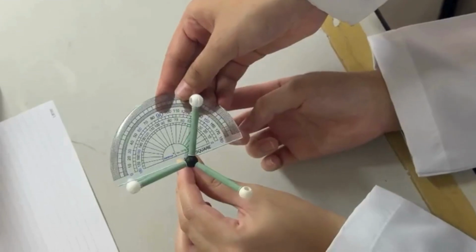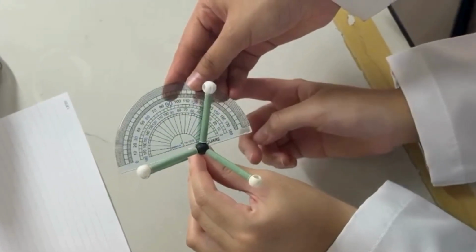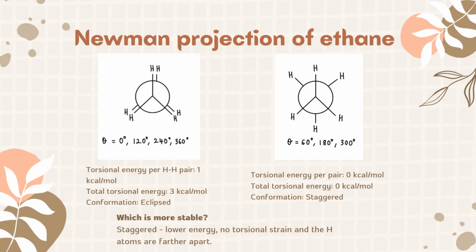The rotation is continued until 120, 180, 240, 300, and 360 degrees. At 0, 120, 240, and 360 degrees, the conformation is eclipsed. The torsional energy per hydrogen-to-hydrogen pair is 1 kilocalorie per mole, and the total torsional energy is 3 kilocalories per mole. And then at 60, 180, and 300 degrees, the conformation is staggered. The torsional energy per pair and also the total torsional energy is 0 kilocalories per mole. Which is more stable? The staggered conformation, due to lower energy, no torsional strain, and the hydrogen atoms are farther apart.